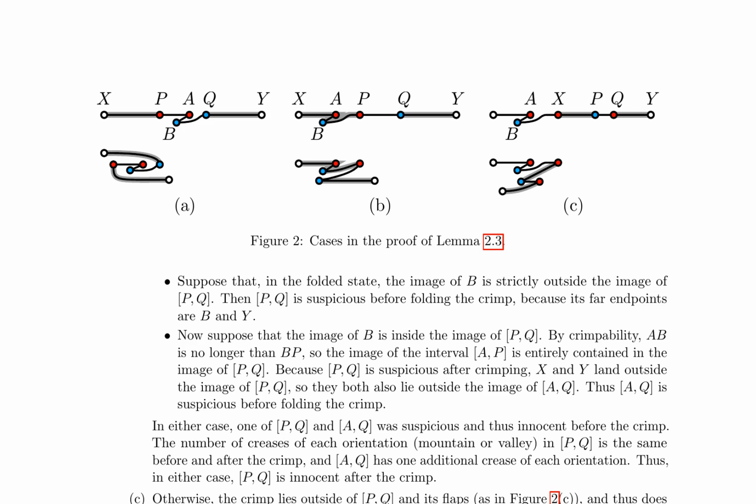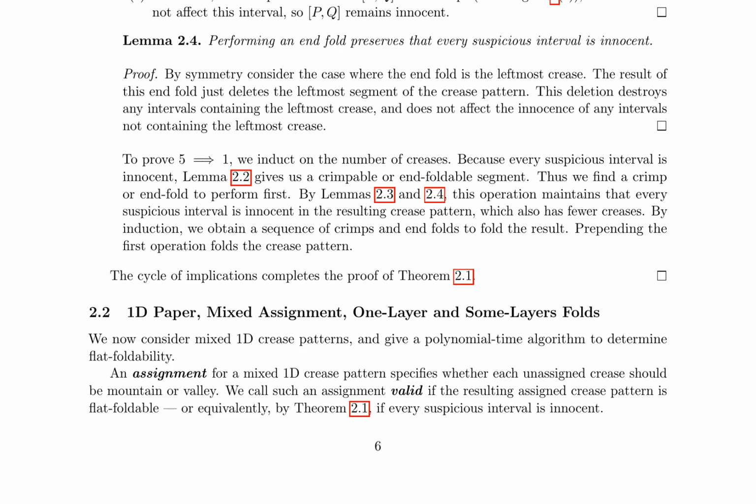The main theorem, Theorem 2.1, states that a crease pattern is flat-foldable if and only if every suspicious interval is innocent. The proof of this theorem involves showing that performing a crimp or endfold operation preserves the innocence of suspicious intervals. A crimp is a specific type of fold that involves bending the paper along a crease, creating a new vertex, and then bending the paper back along another crease to create a new face. An endfold, on the other hand, involves folding the paper along a crease that lies at one end of the pattern, effectively deleting the leftmost segment of the crease pattern.